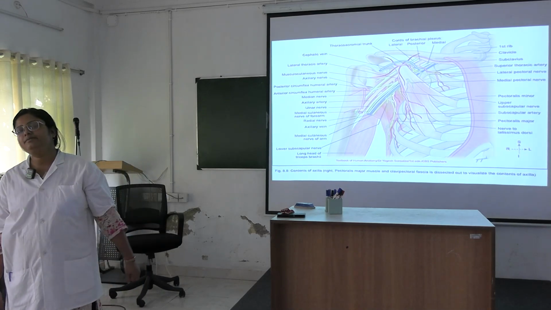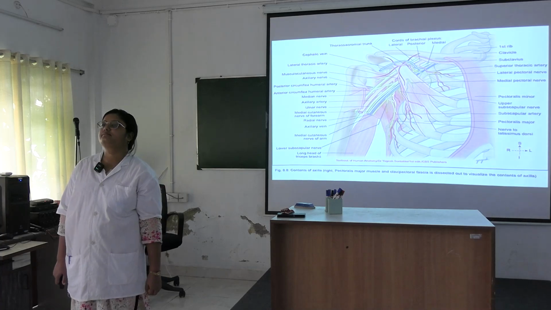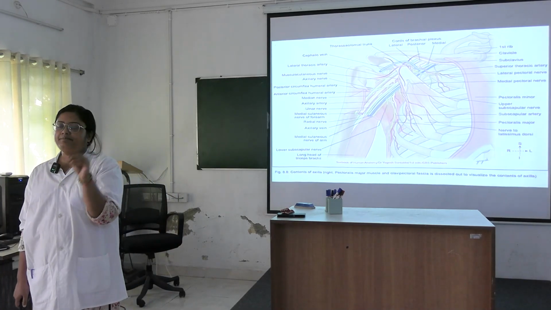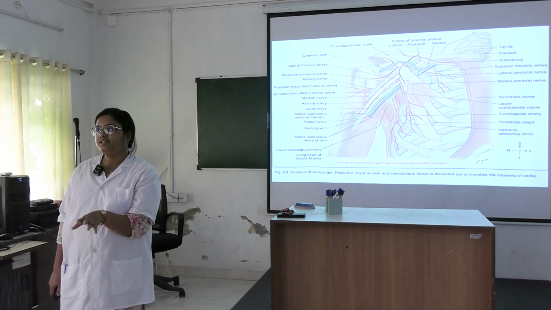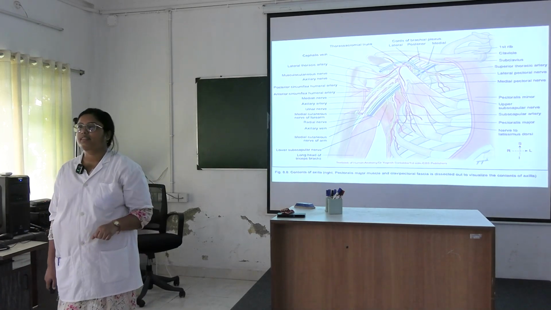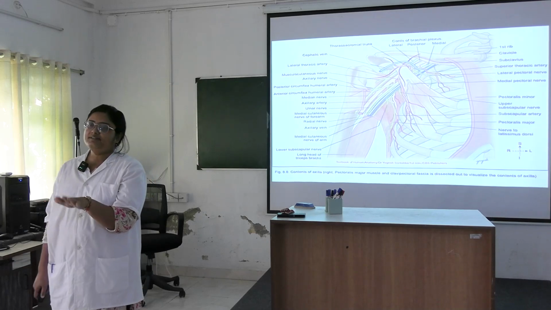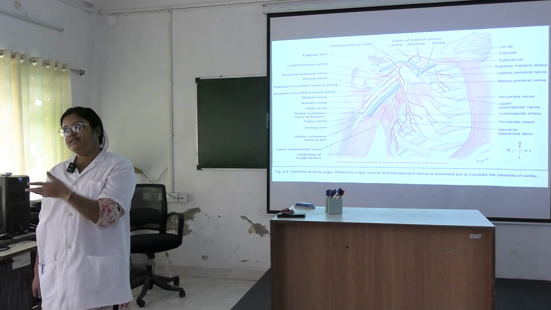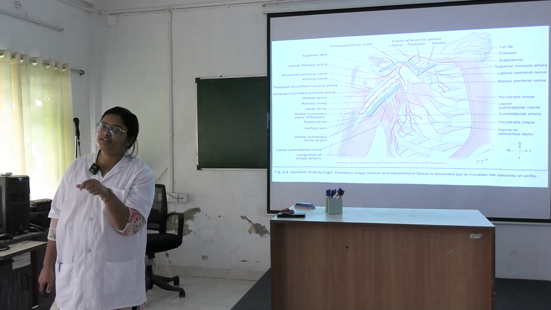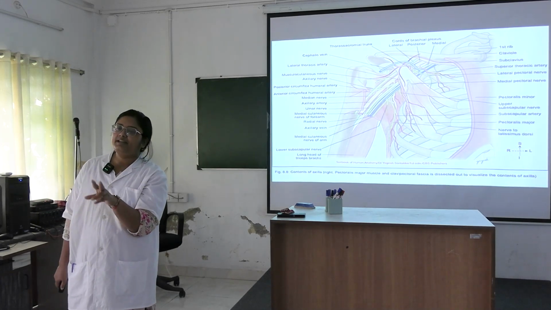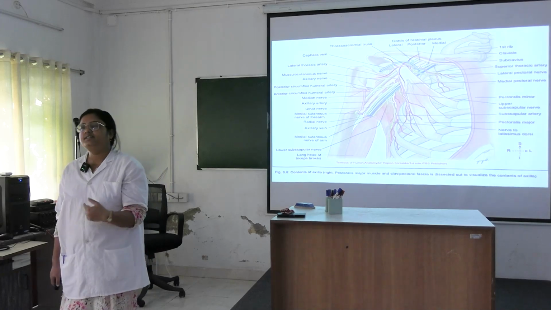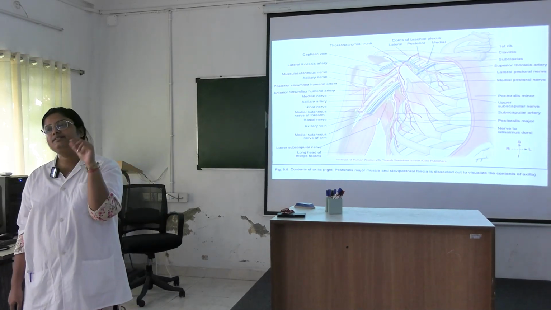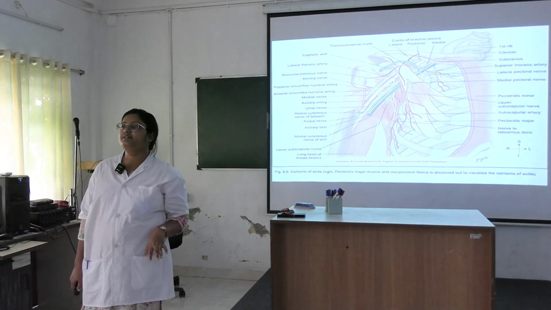Lower subscapular nerve supplying the lower part of the subscapularis and teres major muscle. It is lying over there, it will enter the muscle, teres major. Lower subscapular nerve supplying the subscapularis and teres major muscle.